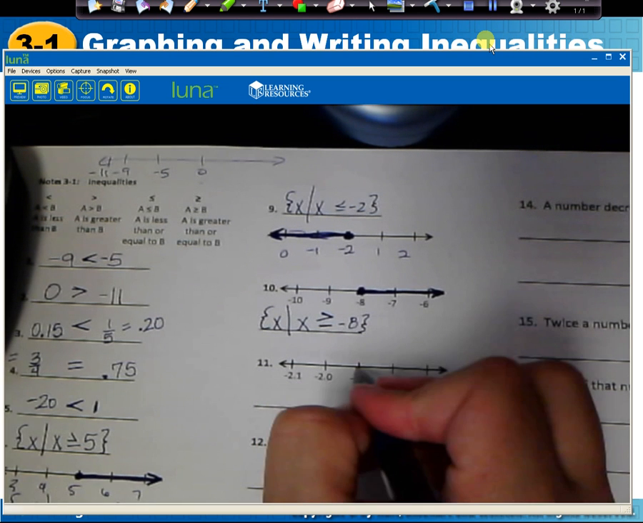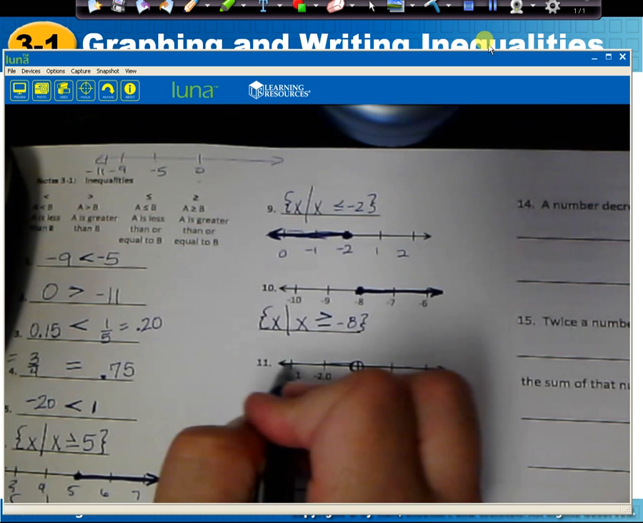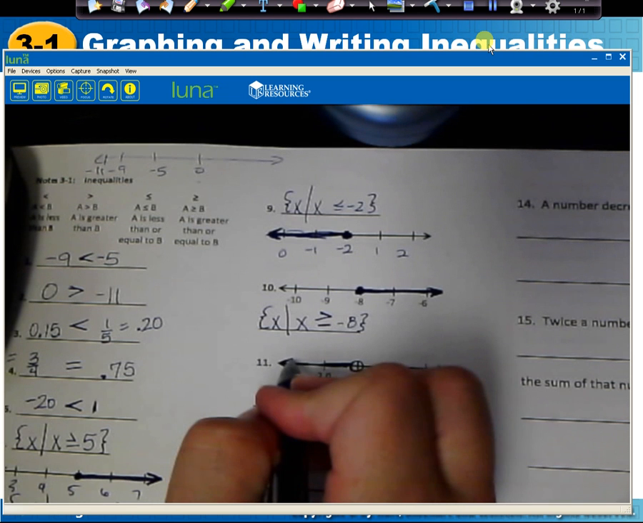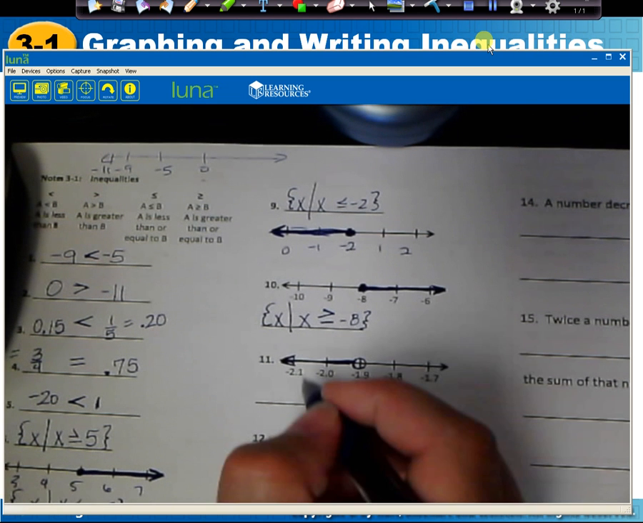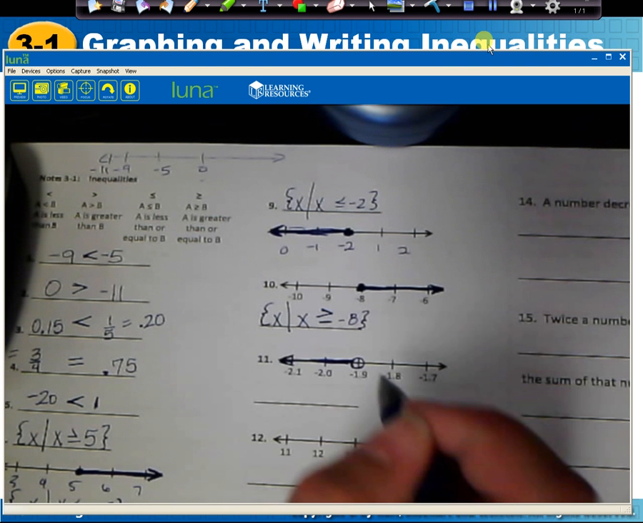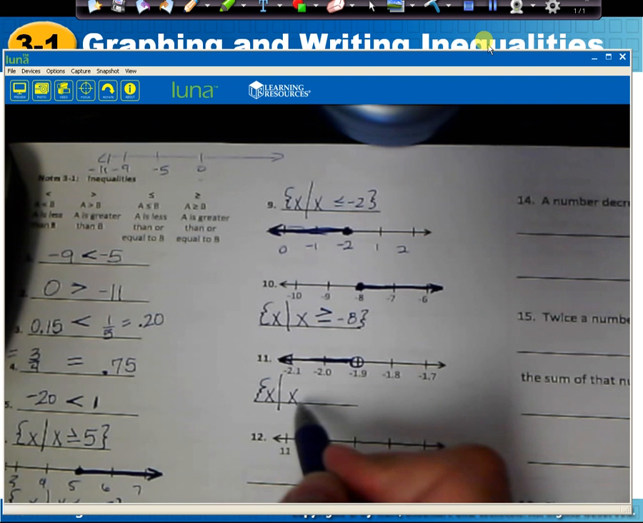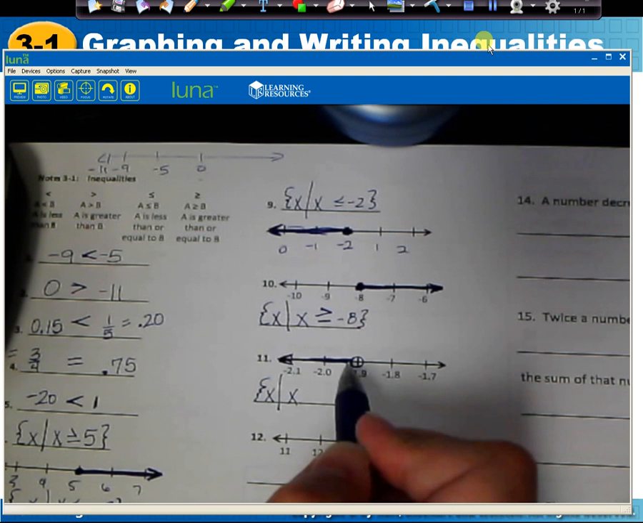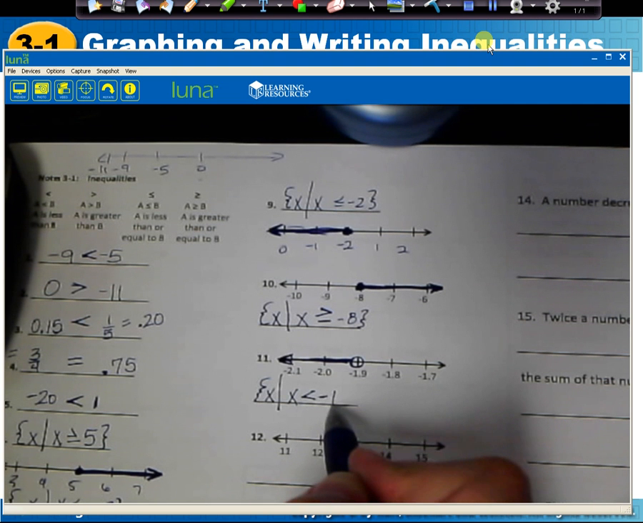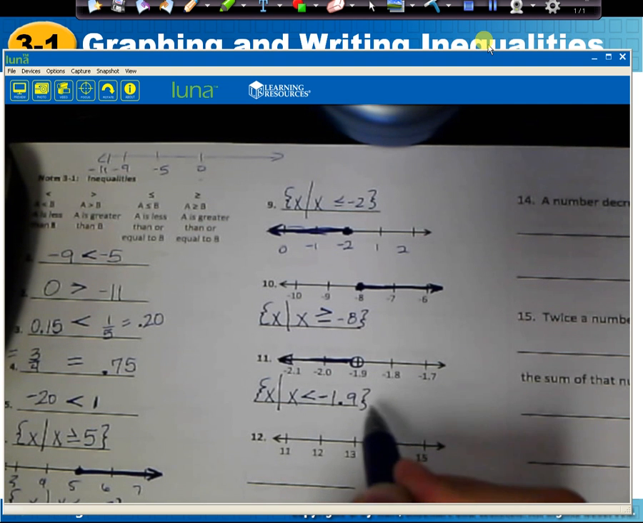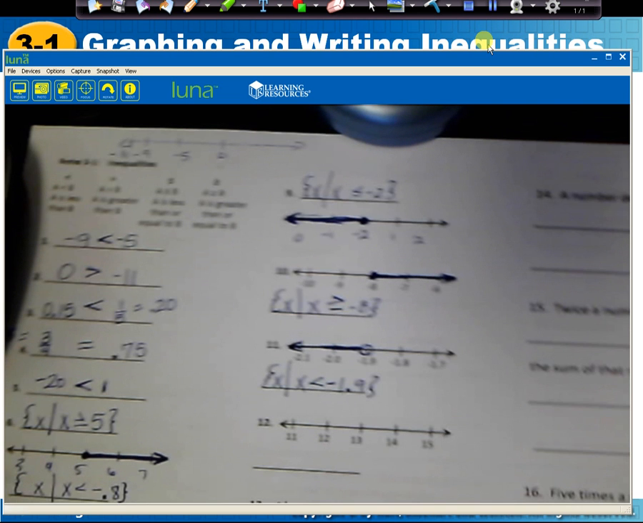The graph here, fill this in. We have an open circle at negative 1.9, and we've shaded it to the left. So we're going to say x such that x is... We see that we shaded everything less than negative 1.9. And we don't have an extra mark underneath there because we don't have a dark circle on our number line.